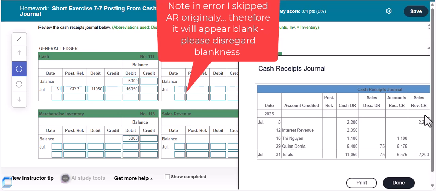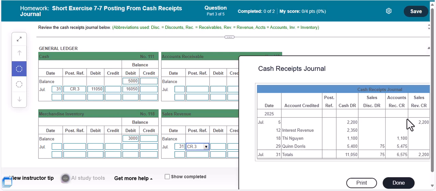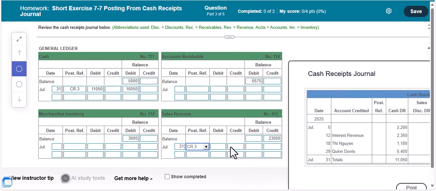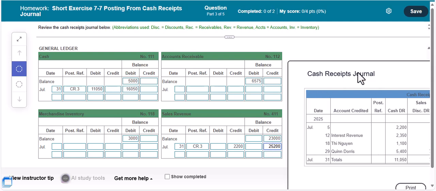And then next in line is sales revenue credit of $2,200 here on July 31st. So we can go ahead, find sales revenue here, July 31st, posting reference CR3. And again, what was that? It was a credit of $2,200. So we're going to need to squeeze some things around here. So 2,200 credit, and then the balance becomes 25,200. And let's see what's next.